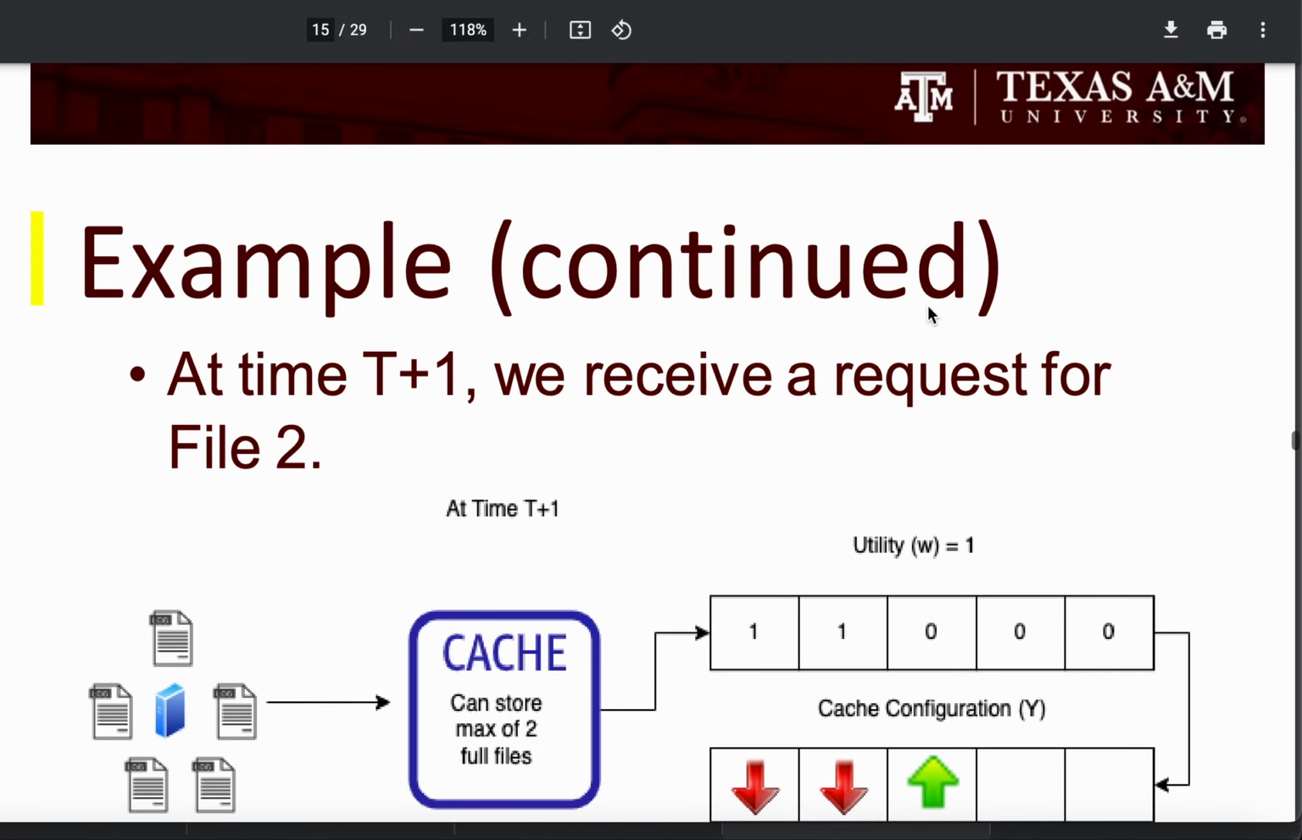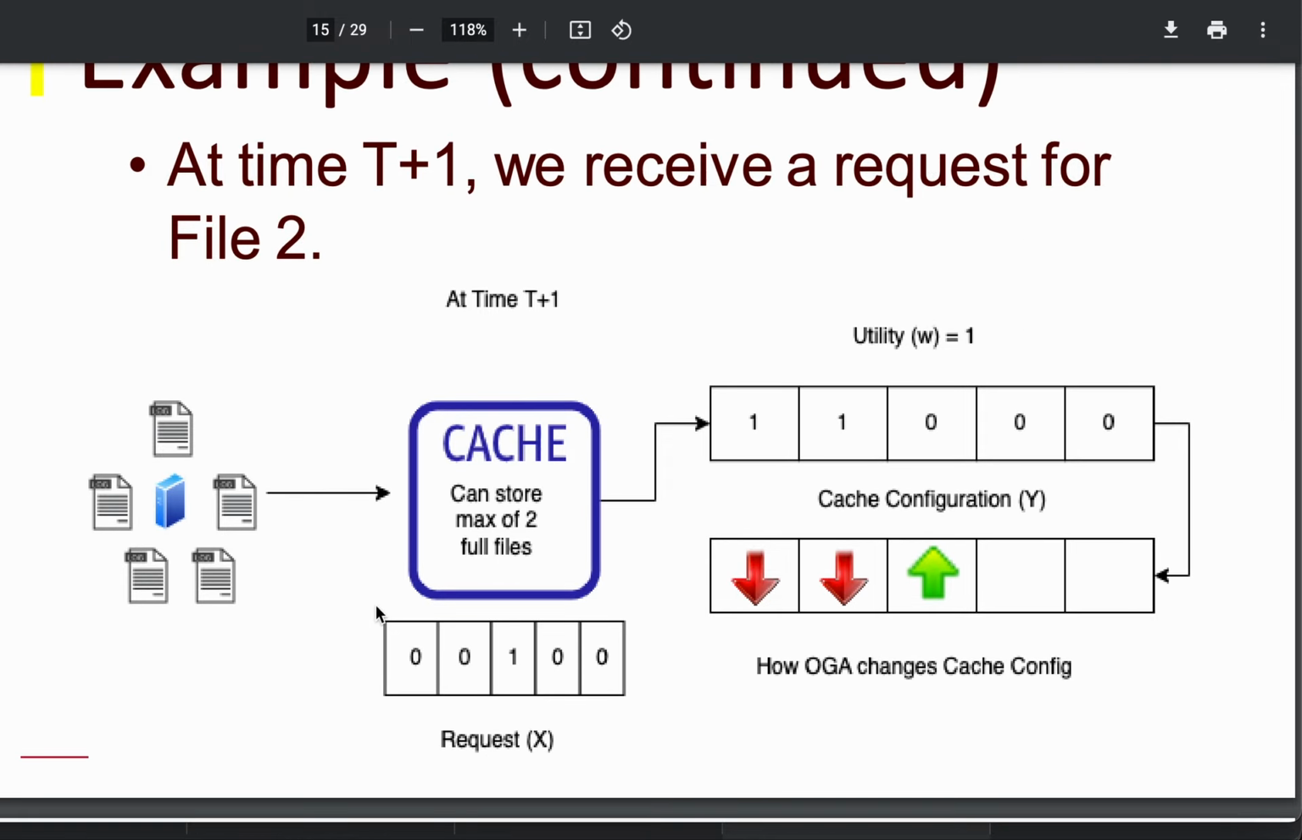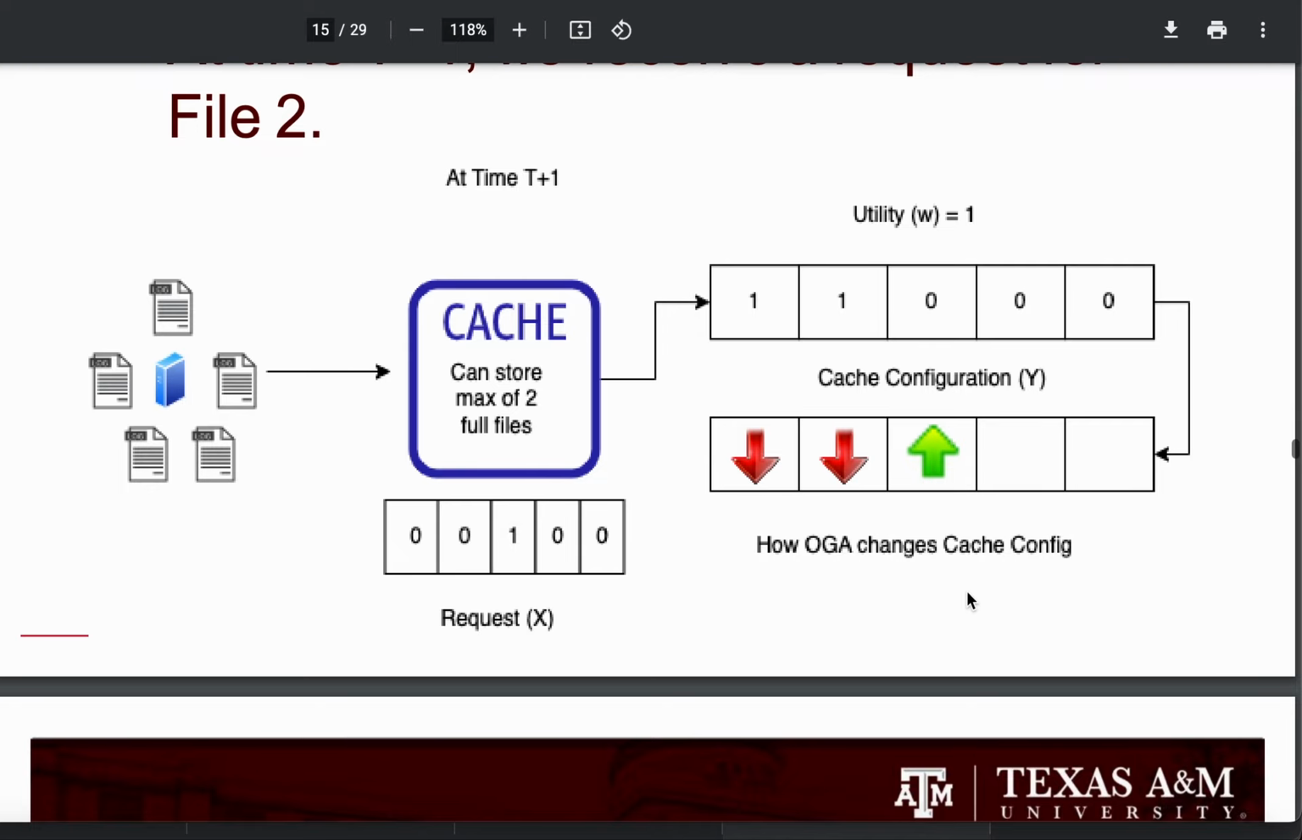Now at time t plus 1, let's say we receive a request for file 2. This is how the request would look. We have received a request for file number 2, and our initial cache configuration was 1, 1, 0, 0, 0. OGA changes the cache configuration by penalizing the files whose cached fractions are greater than 0, in this case the 1 and 1, and for the requested file, we take a step in that direction and increase its allotment in our cache. So basically we penalize the files already present in our cache and increase the allotment of the requested file. This is how it's going to change.